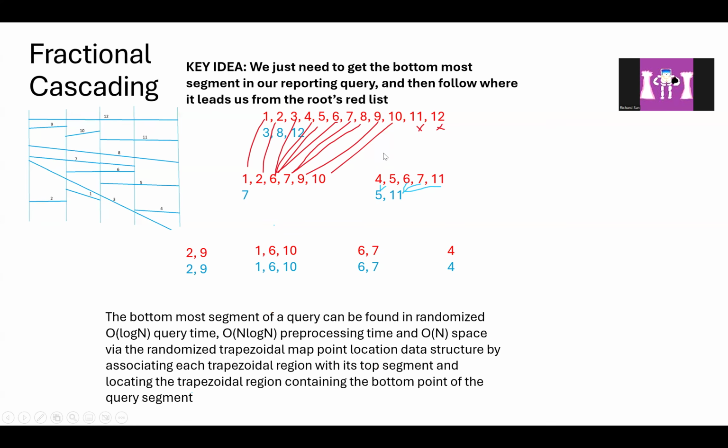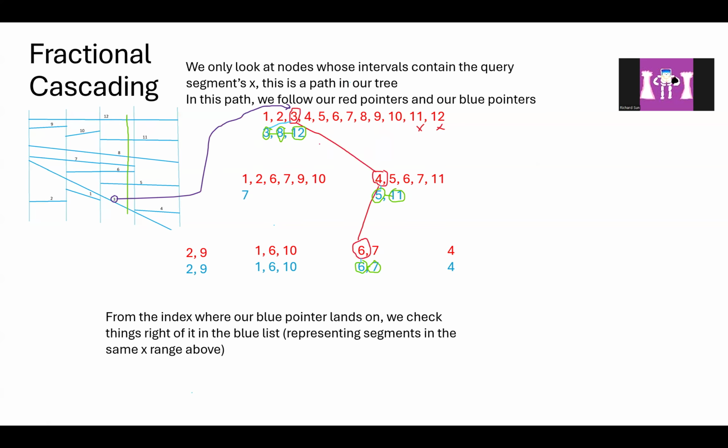And now moving on to our key idea. The key idea is we just need to get the bottommost segment in our reporting query, and then we can index that in. So what does that actually mean? Again, we have our green query line segment. We're going to go bottom up, and the first line segment it intersects is line segment 3.